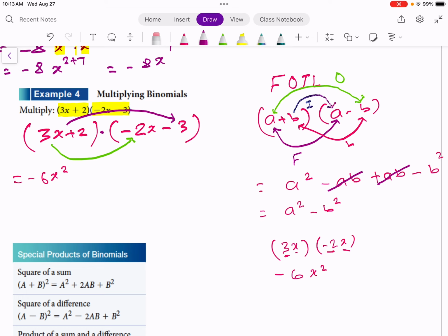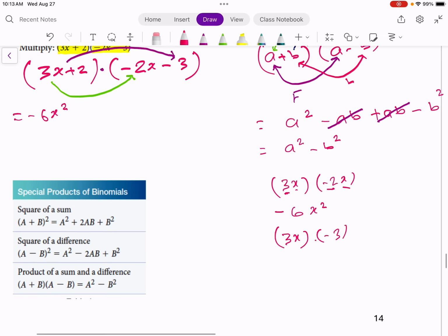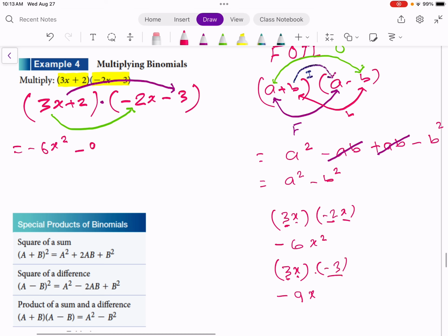And what is positive 3x times negative 3? Positive 3x times negative 3 is negative 9x. Okay, so we have positive 3x times negative 3. So you multiply the number first. So 3 times negative 3 is negative 9, and x as it is. So that is negative 9x.